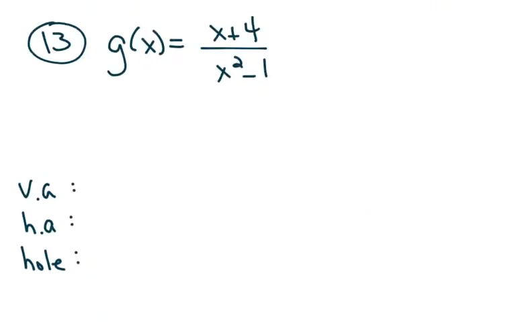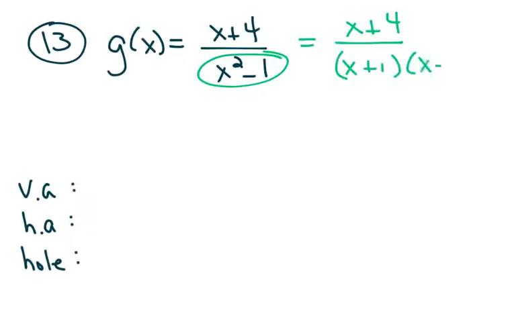In number 13, I want you to notice that the denominator is not factored. x squared minus 1 is one of those difference of two squares. It factors into (x plus 1)(x minus 1). So first we'll look for a hole. Is there any common factor that can be canceled from the numerator and denominator? The answer is no. So there is no hole, and we just write none.